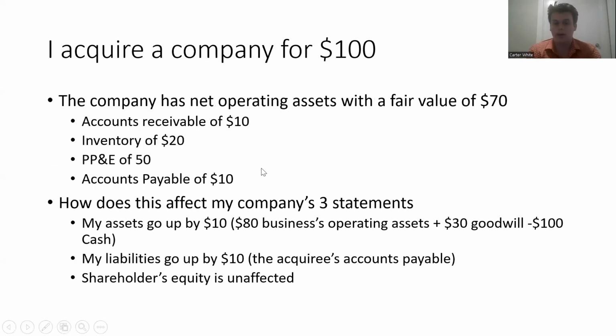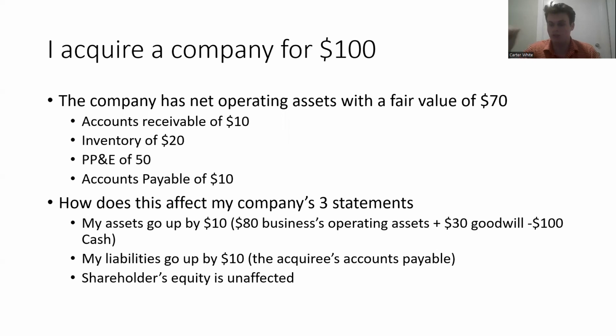So let's say I acquire a company for $100, and the company has net operating assets, which is just operating assets minus operating liabilities, with a fair value of 70. Let's say accounts receivable is 10, inventory is 20, PP&E is 50. So it has operating assets of 80, and then operating liabilities of 10, accounts payable of 10. So your net operating assets is 70. But I just acquired this company for $100. So how will this affect my three statements?